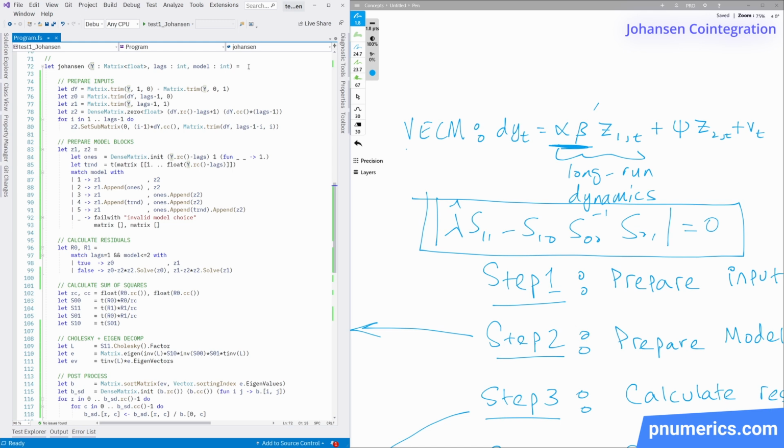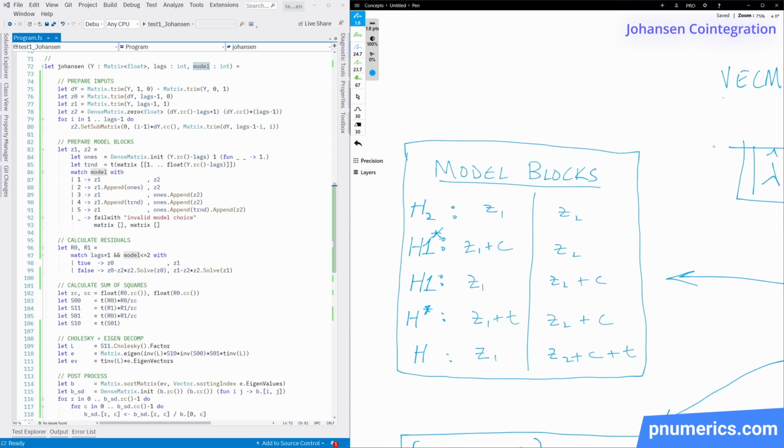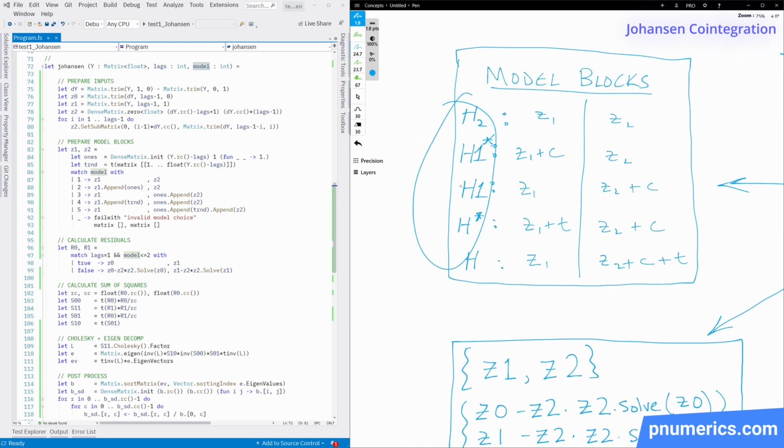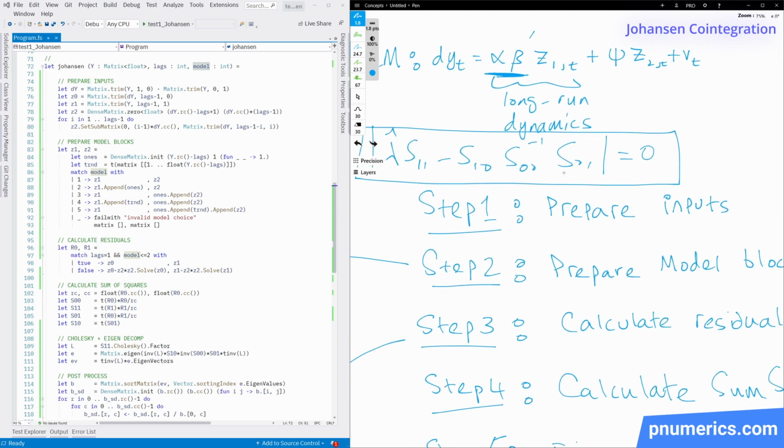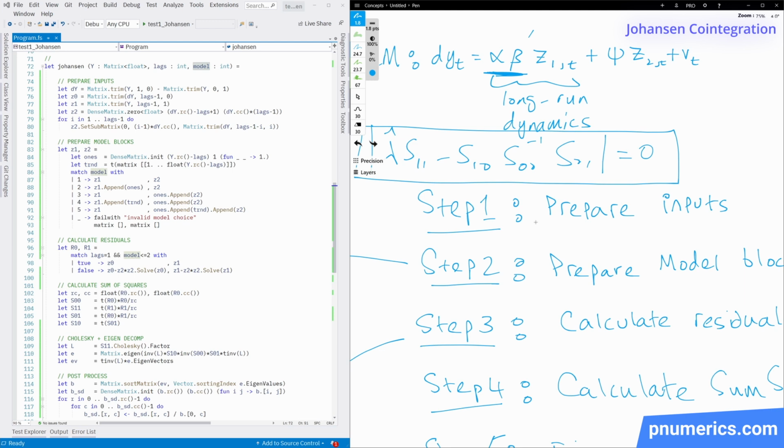Okay? The second argument here is lags. And this is the number of lags specified in the VECM model, how long of a memory you want the model to have. And then the model itself. Now, Johansen specified 5 models right here: H2, H1 star, H1, H star, and H. And we will go over them. But first, let's start with preparing our inputs. Okay, so let's go to step 1. Step 1 is preparing the inputs.